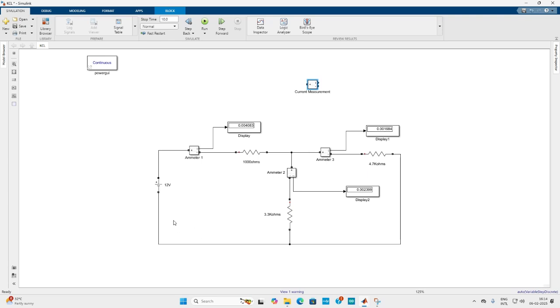Already we did the experimental verification. So compare both results. We can write the results as per the given circuit.